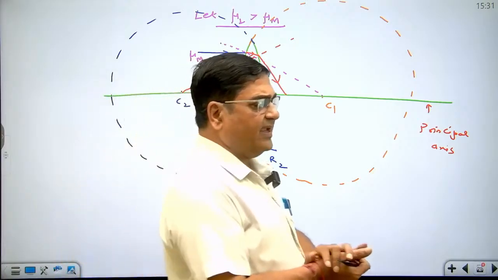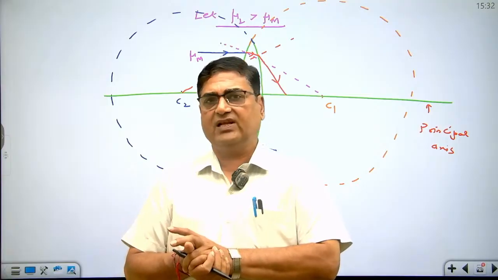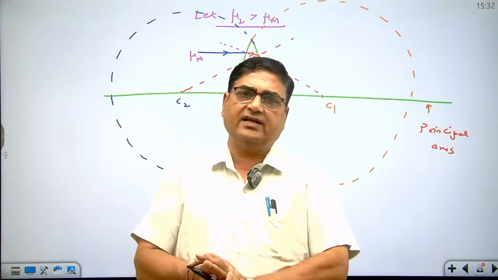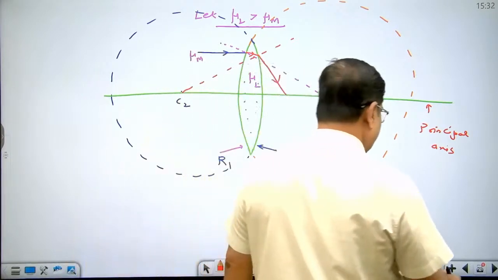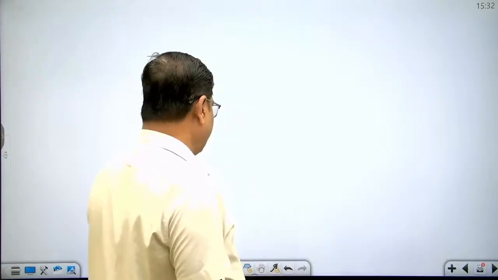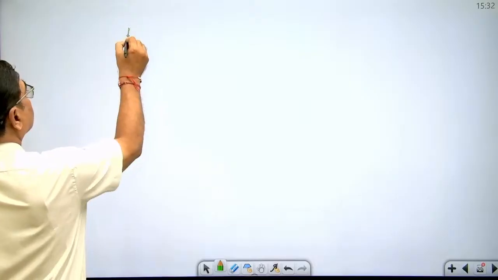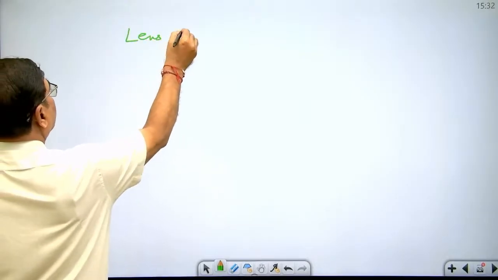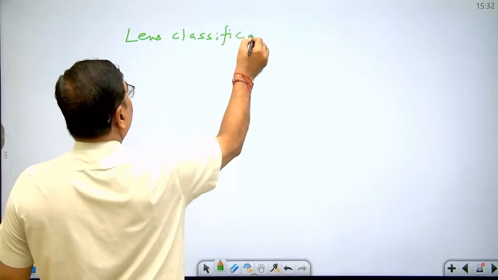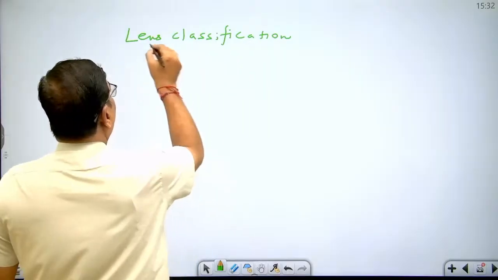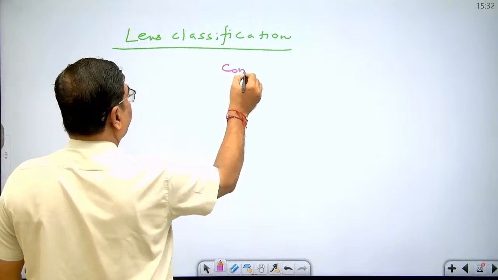The general way to classify any lens is what? If any lens converges the light ray, we say that lens is a converging lens. So this lens is a converging lens, that is, a convex lens. In a very similar way, we can classify the concave lens also. So dear students, let's start our classification journey. Lens classification. First, we are classifying convex lens.